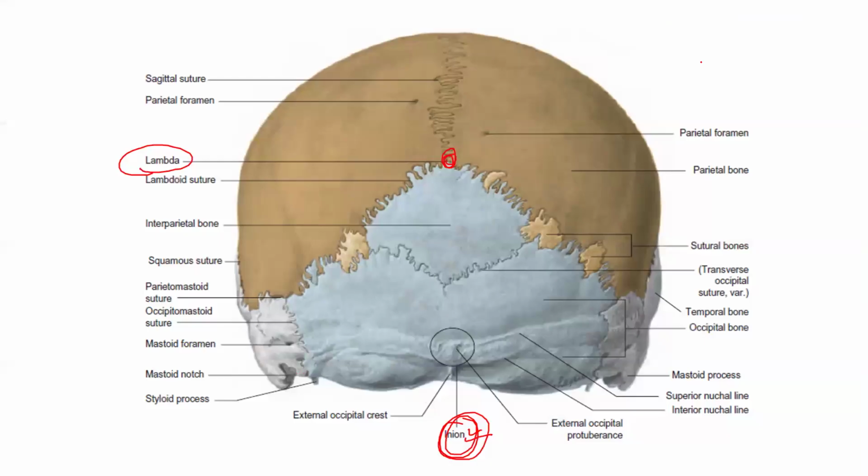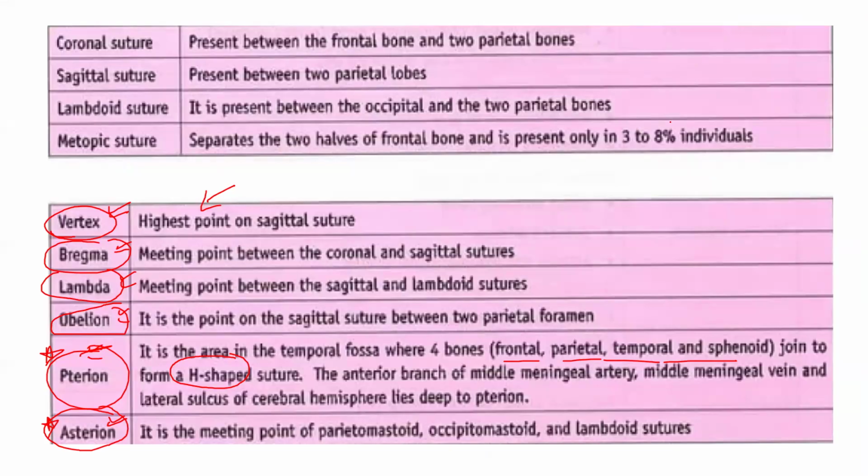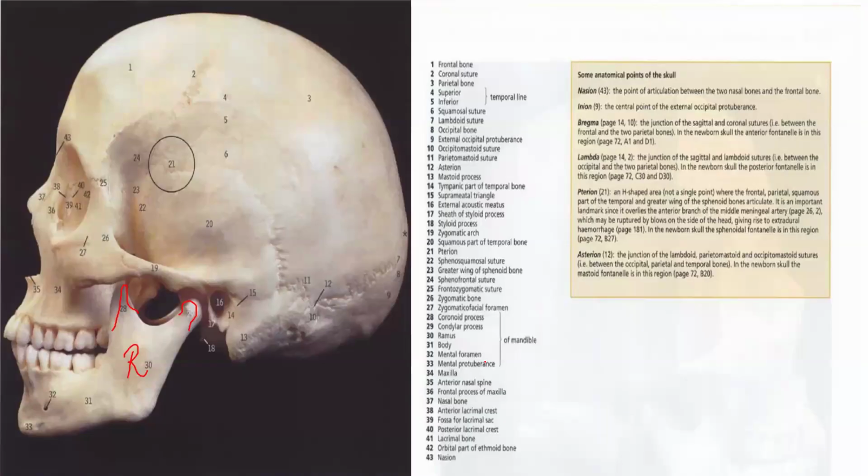So if you see frontal, parietal, temporal, and sphenoid, they join to form an H-shaped structure, which is known as pterion. The anterior branch of the middle meningeal artery, middle meningeal vein, and lateral sulcus lie deep to the pterion. So the middle meningeal artery is very important in this structure. Okay.